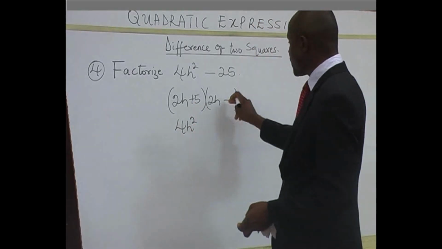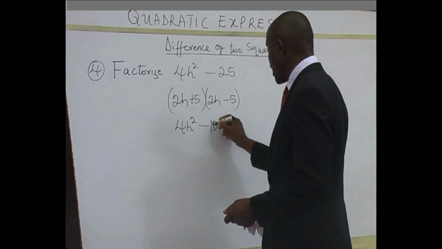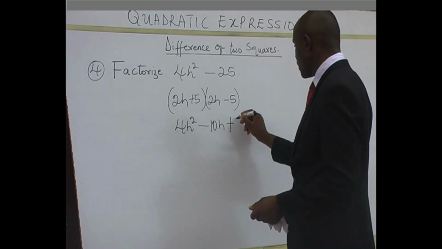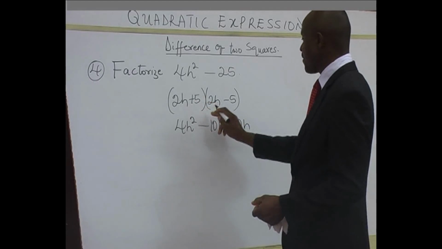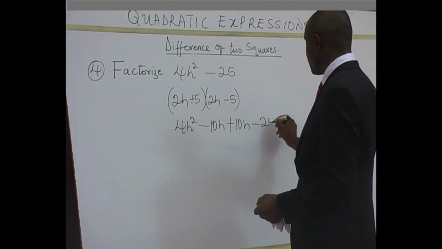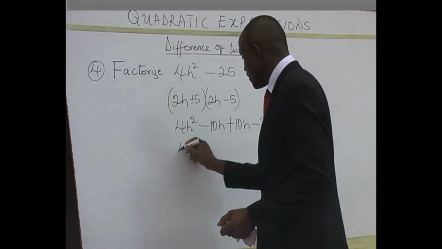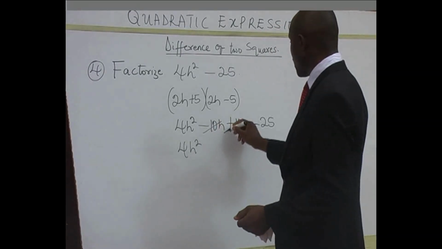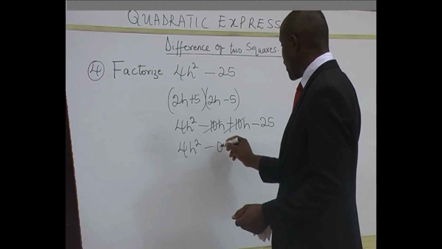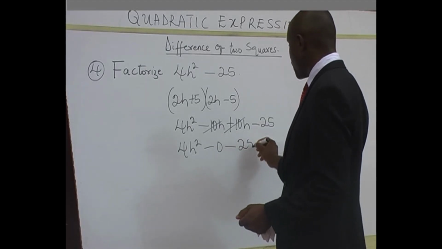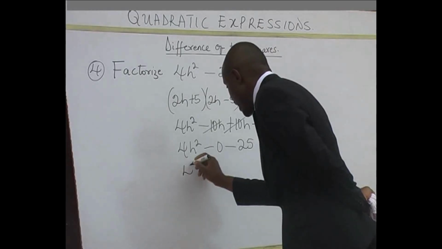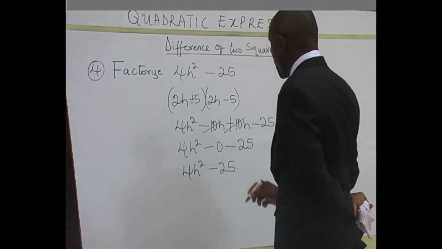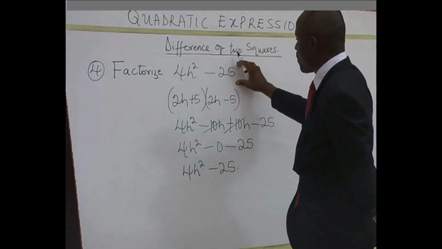2h times minus 5 will give you minus 10h. Plus 5 times 2h will give you plus 10h. Then plus 5 times minus 5 will give you minus 25. Collect like terms, you have 4h squared minus 10h plus 10h. They will cancel themselves and leave you with 0. Then bring down minus 25. If you simplify further, you discover that you have 4h squared minus 25, which is the original value we have from the beginning of the question.